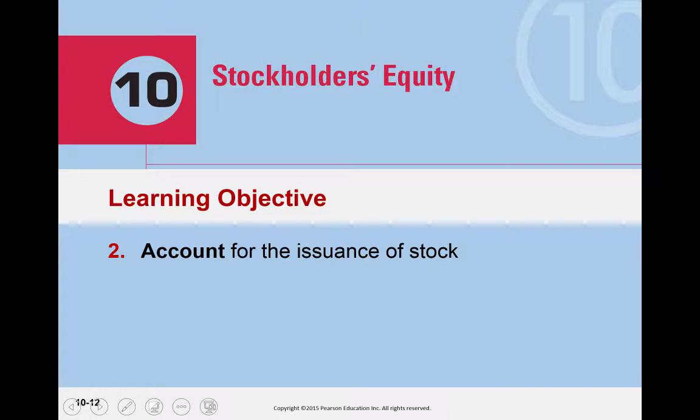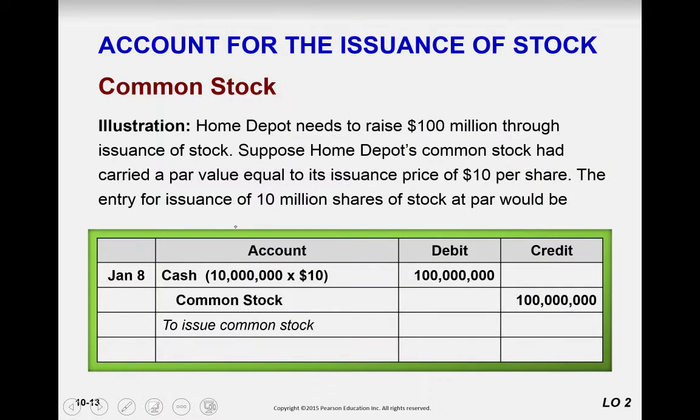Welcome back to our lecture on Chapter 10, Stockholders' Equity. Now we're going to do the accounting for the issuance of stock. Let's assume that Home Depot needs to raise $100 million through the issuance of stock, and that it had a par value equal to the issuance price of $10 per share.